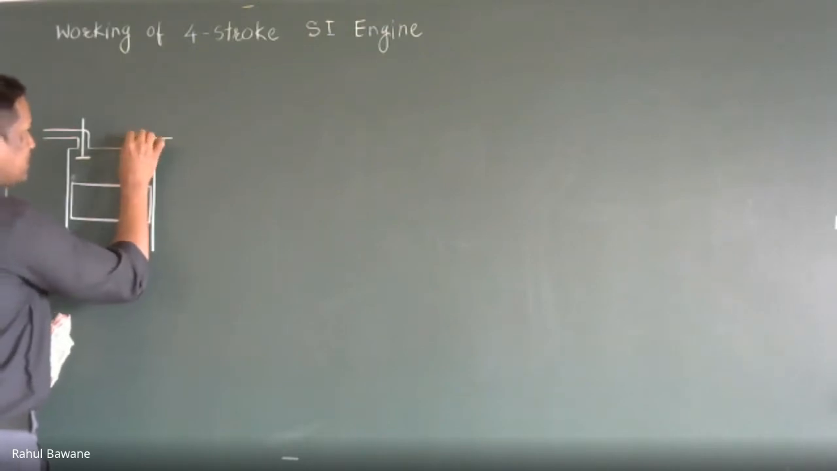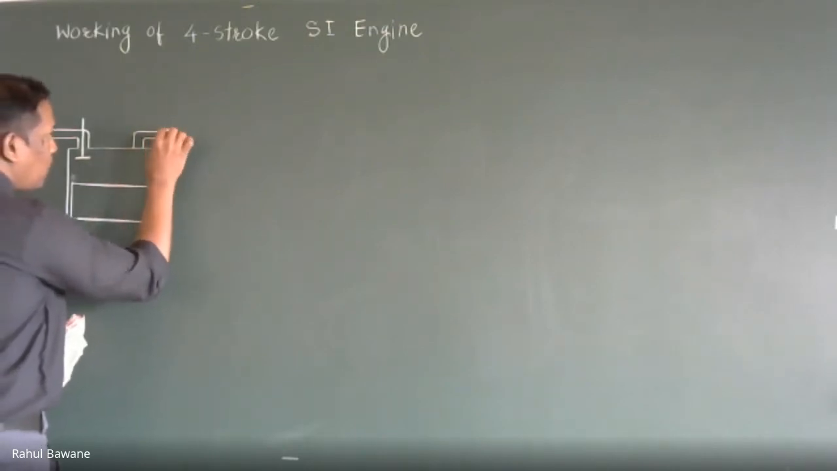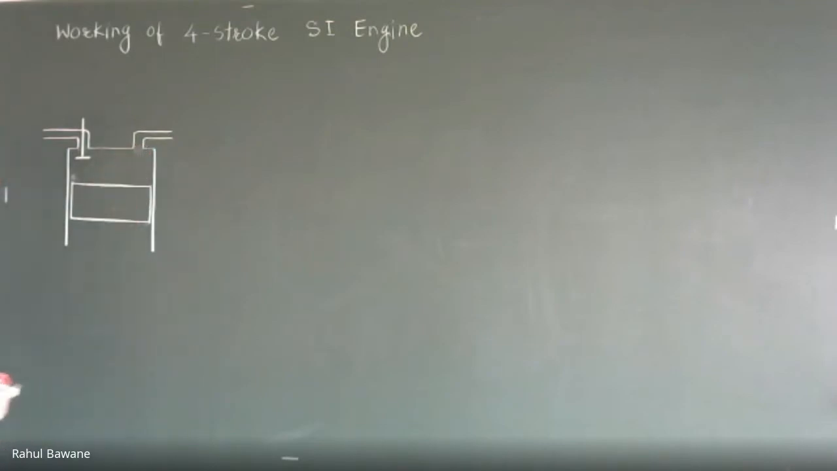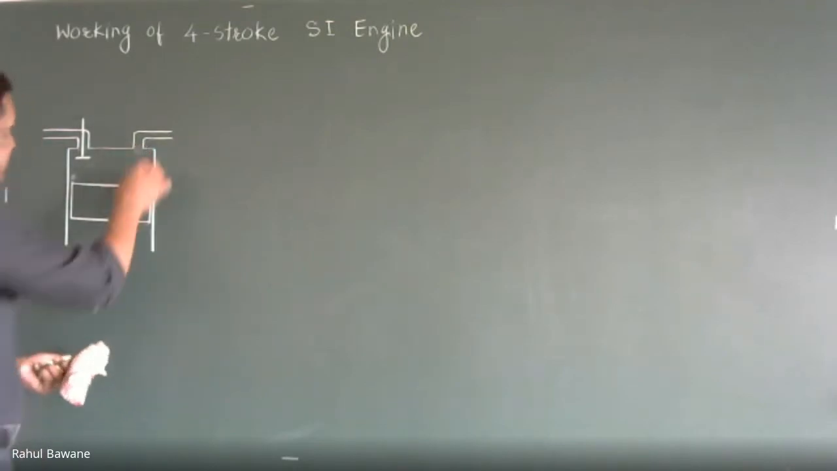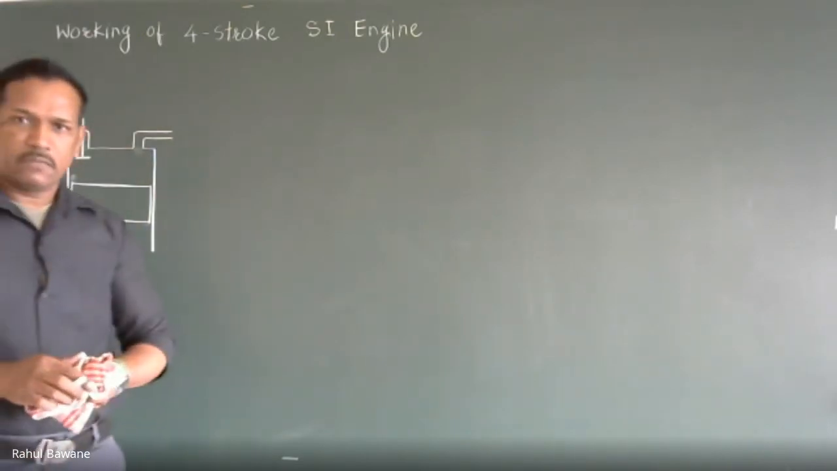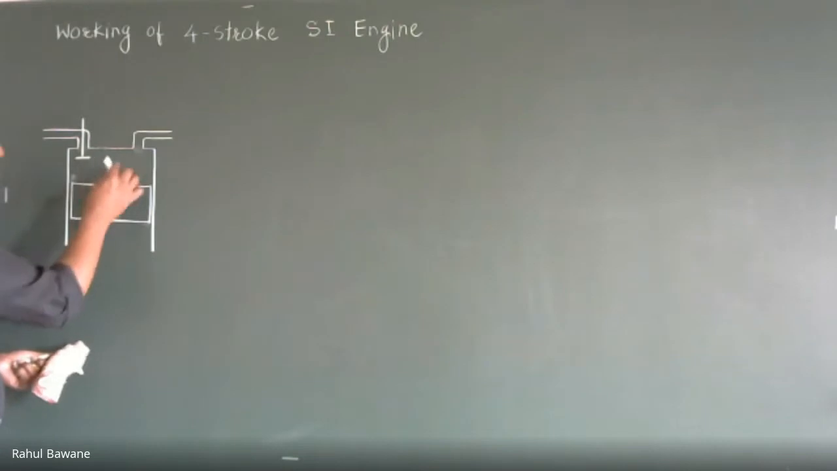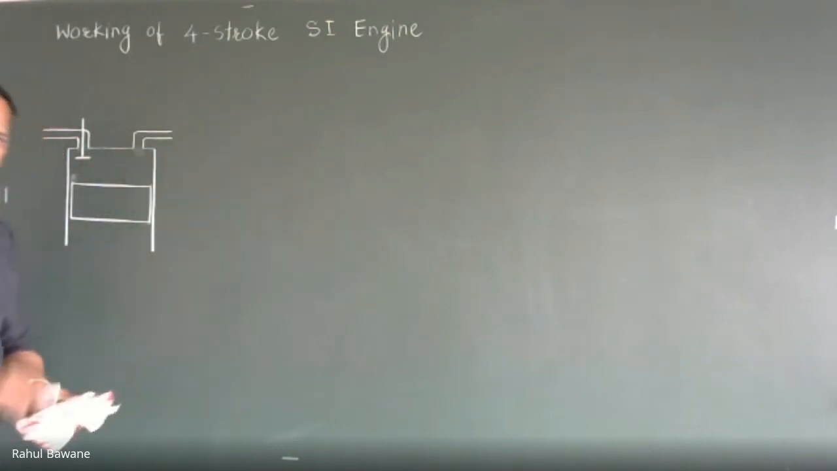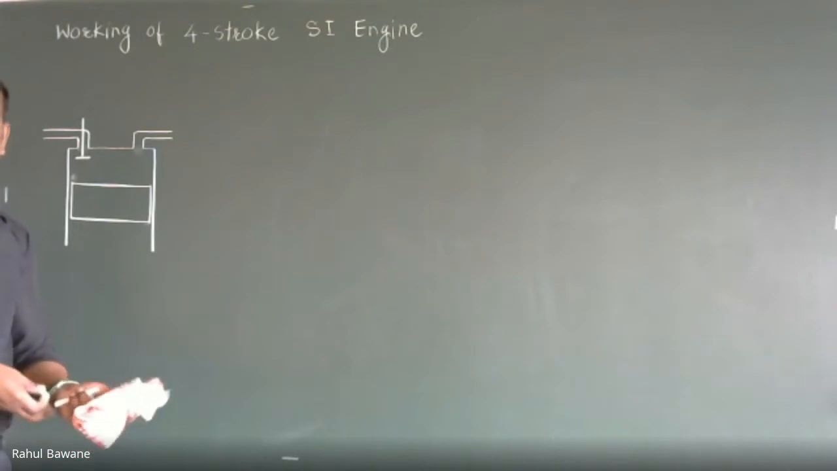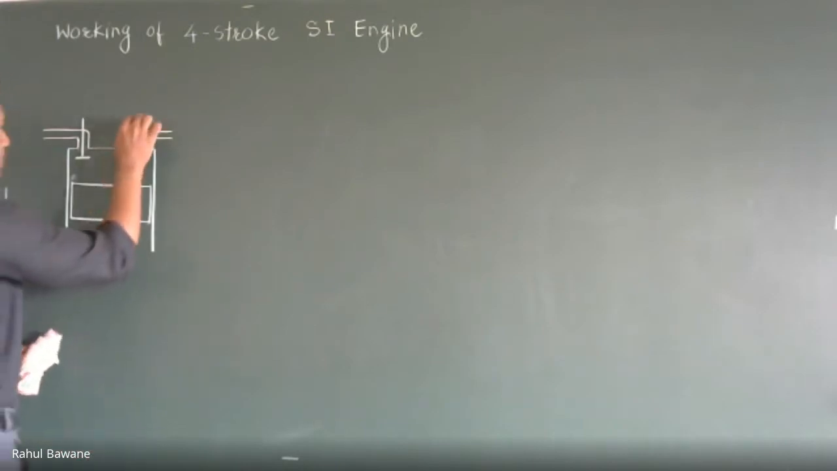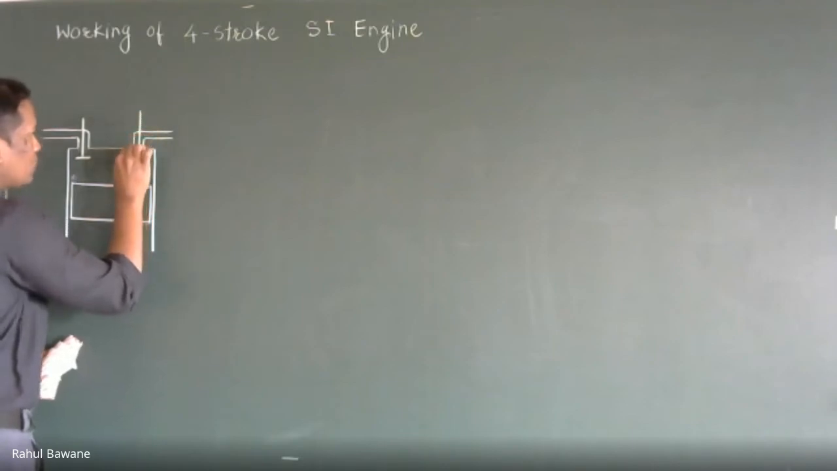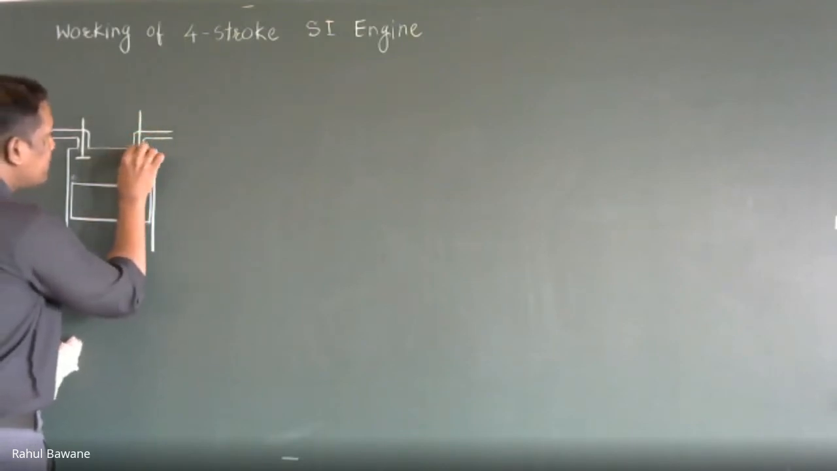So this is the second passage through which all exhaust gases will be removed. But if I keep it open throughout the cycle, then it is not going to help, because whatever the suction, it may directly leak out. So it should again be opened and closed with a valve. And in the first stroke, it remains closed. So my valve position will be closed.